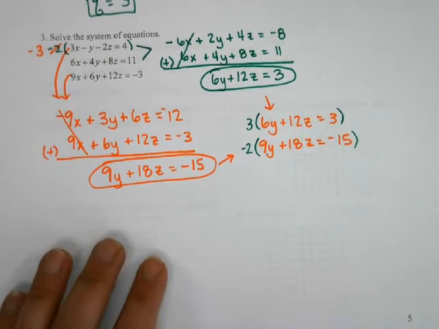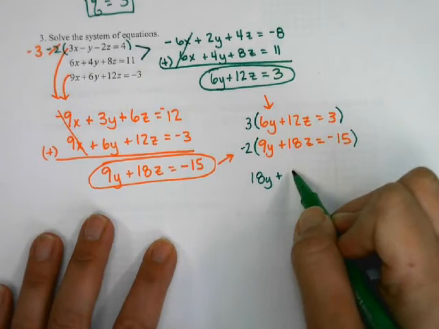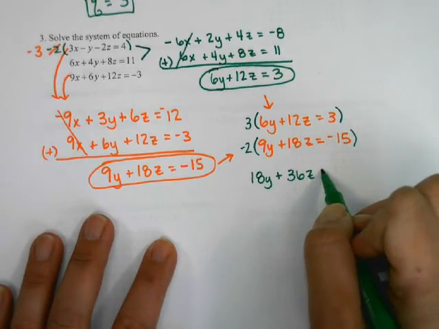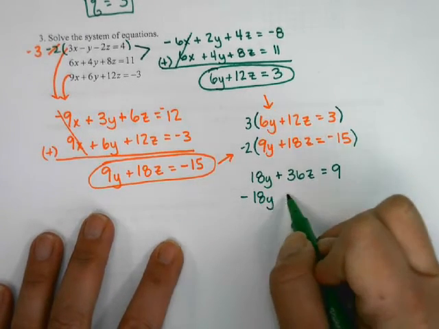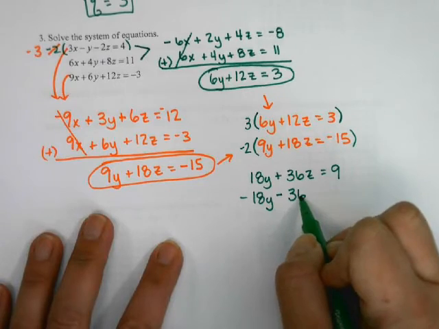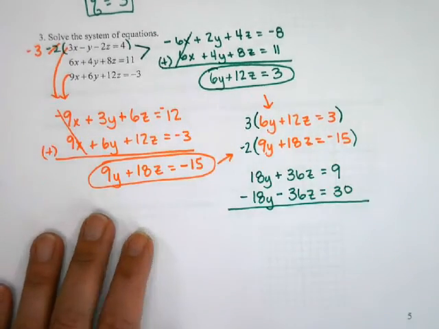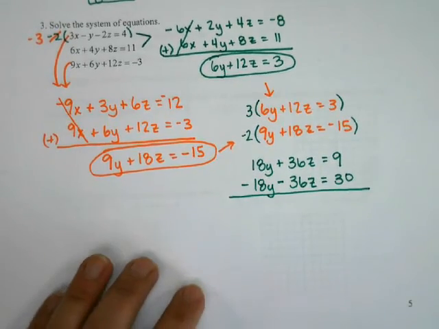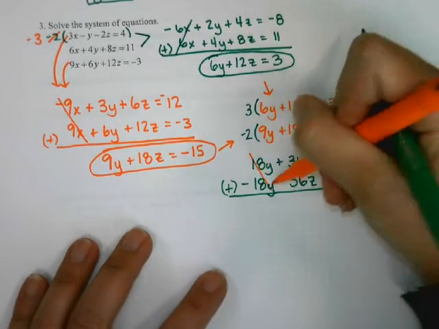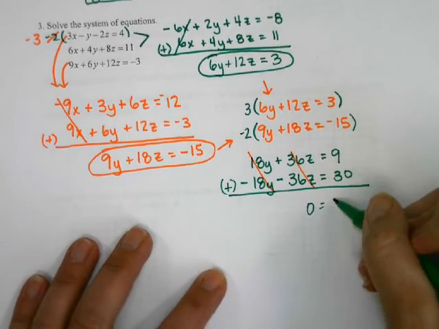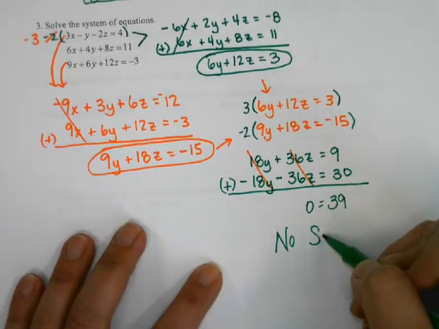That's okay. So I get 18y plus 36z is equal to 9. And negative 18y minus 36z is equal to 30. Uh-oh. What's going to happen? It's going to be 0 equals 39. Yeah, we get 0 equals 39. Does 0 ever equal 39? No. Now, look at how far it took us to get a no solution.